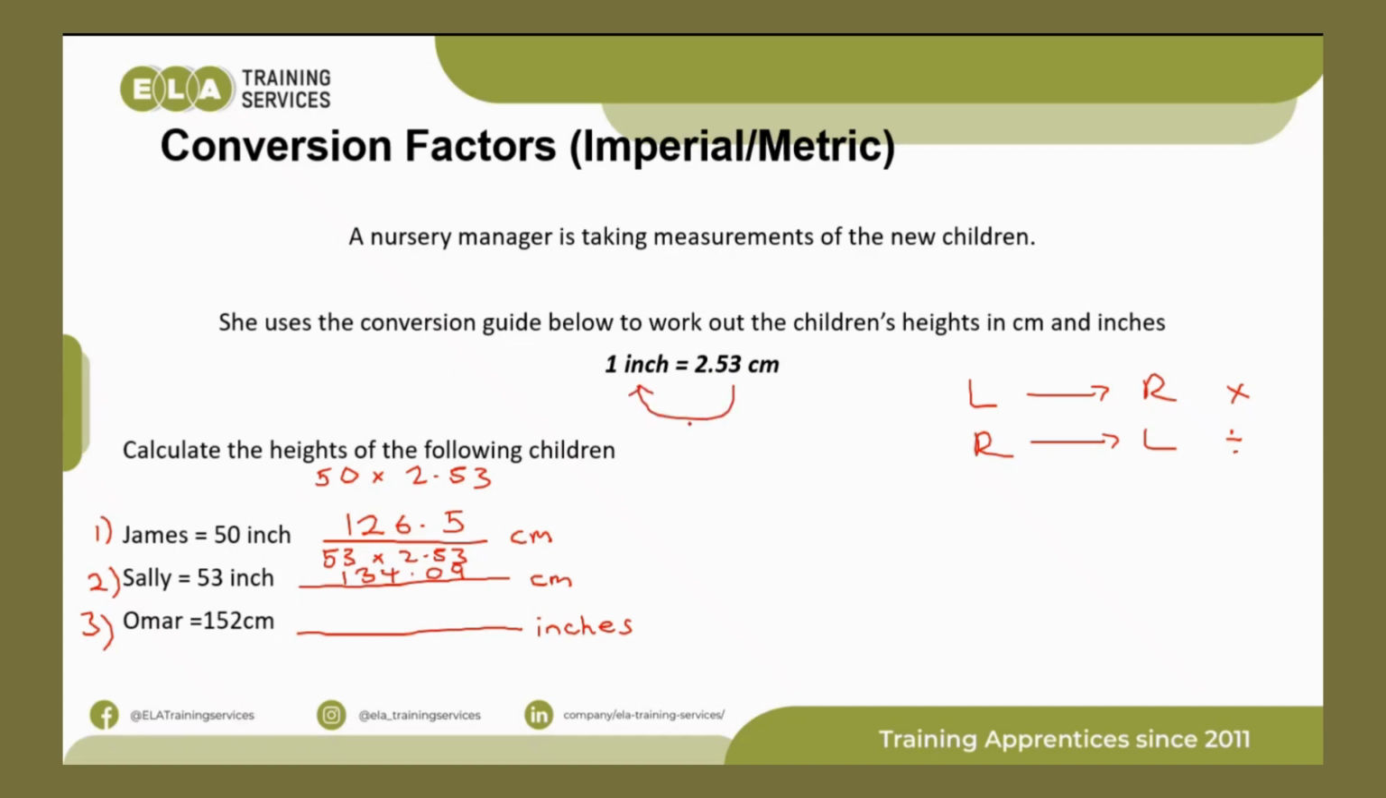And then our last one, Omar, because his height is in centimetres, so it's on the right, when we want left, we're going to divide. So we're going to do 152 divided by the conversion factor, which is 2.53. And we are left with 60.079. Now we always want two decimal places, so because this is a 9, this 7's going to round up to 8, so it's going to be 60.08 inches. And that is how we do conversions of metric and imperial.